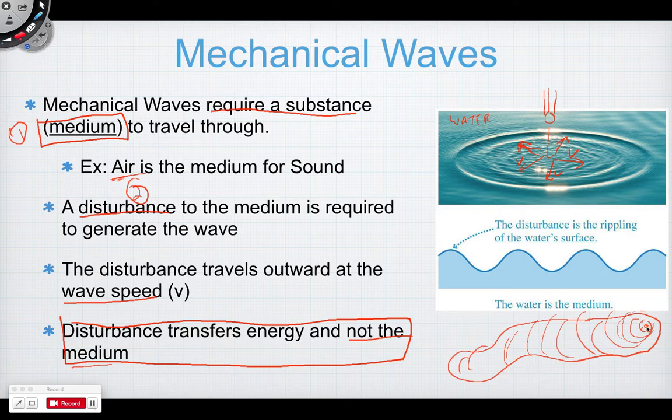Now, the water from here did not travel all the way down this way. The water did not travel out. It's the energy from that disturbance that traveled outwards, right? That is the only thing.